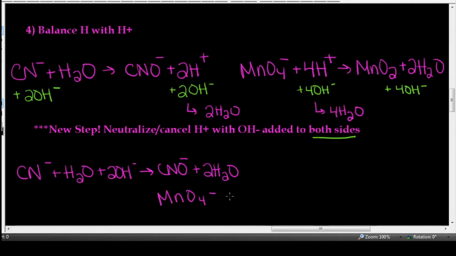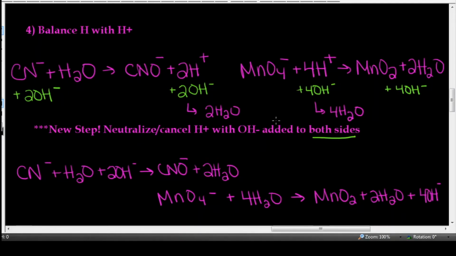MnO4 minus plus 4H2O becoming MnO2 plus 2H2O plus 4OH minus. Now you have the choice right now here to start combining and reducing water molecules. So you can see here I've got 1 water molecule on the left and I have 2 on the right, so we could reduce that. I just wait and do all of my combining and reducing at the end, but it totally doesn't matter. You could do it now if you wanted to.